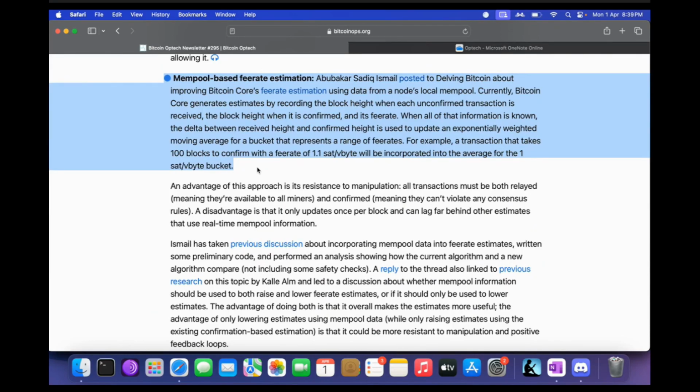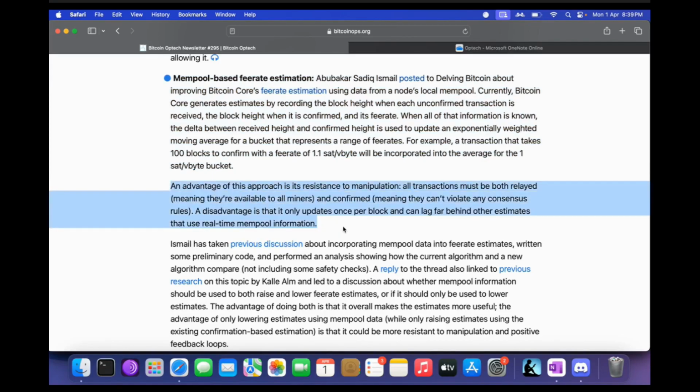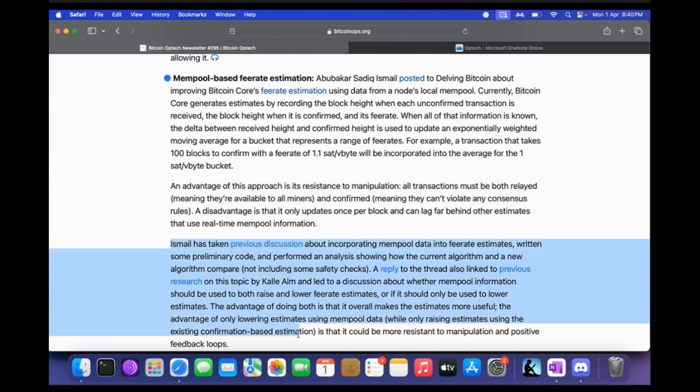An advantage of this approach is its resistance to manipulation. All transactions must be both delayed, meaning they're available to all miners, and confirmed, meaning they can't violate any consensus rules. A disadvantage is that it only updates once per block and can lag far behind other estimates that use real-time mempool information. Ismail has taken previous discussion about incorporating mempool data into fee rate estimates, written some preliminary code, and performed an analysis showing how the current algorithm and a new algorithm compare, not including some safety checks.